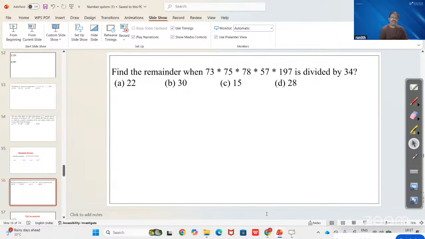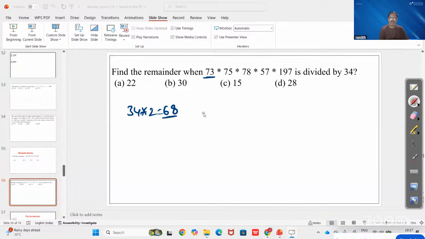Just look at here. Find the remainder divided by 34. So 34 twos are 68. Difference of 73 and 68 will be equal to 5. Now 75 in the sense plus 2. 5 plus 2 is 7 and here plus 3. 7 plus 3 is 10.